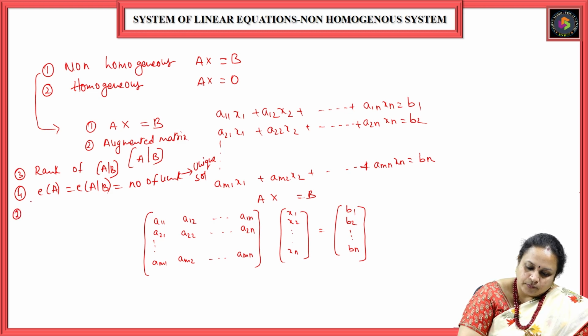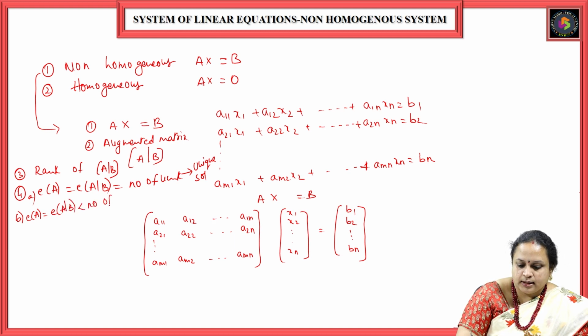Then, if rank of A is equal to rank of AB, that is less than the number of unknowns, then the system is said to have infinite solutions or many solutions.